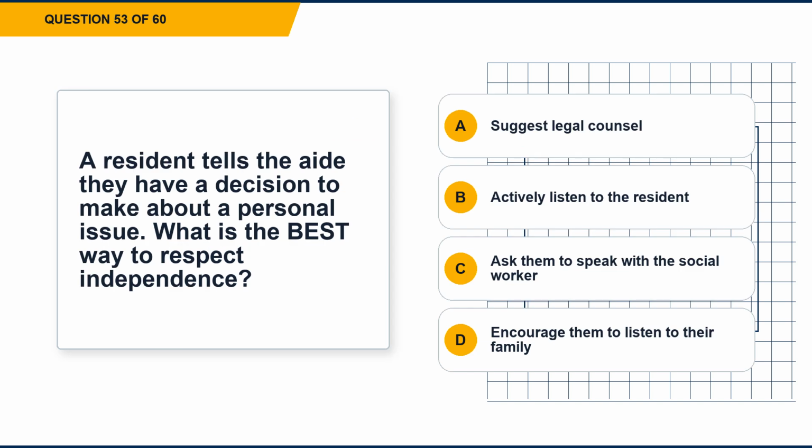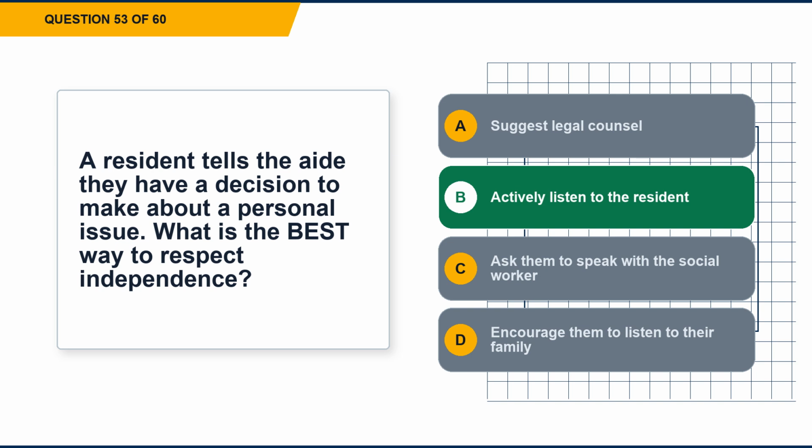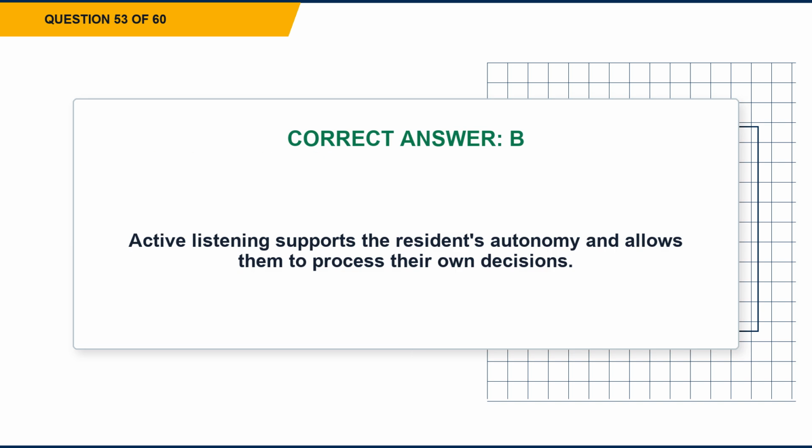Question 53. A resident tells the aide they have a decision to make about a personal issue. What is the best way to respect independence? Option A, suggest legal counsel. Option B, actively listen to the resident. Option C, ask them to speak with the social worker. Option D, encourage them to listen to their family. The correct answer is option B, actively listen to the resident. Explanation: Active listening supports the resident's autonomy and allows them to process their own decisions.